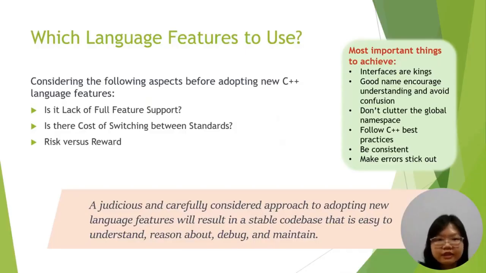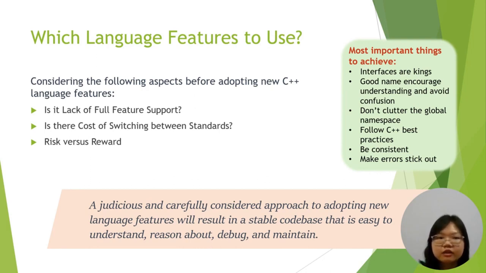The author discussed the importance of a cautious approach to adopting new C++ language features. It emphasized that just because a feature exists, it doesn't mean it should be immediately utilized. A conservative approach is necessary because leading-edge features may not be fully supported by the compiler. There is a cost to switching between standards, and not every feature is universally acceptable.